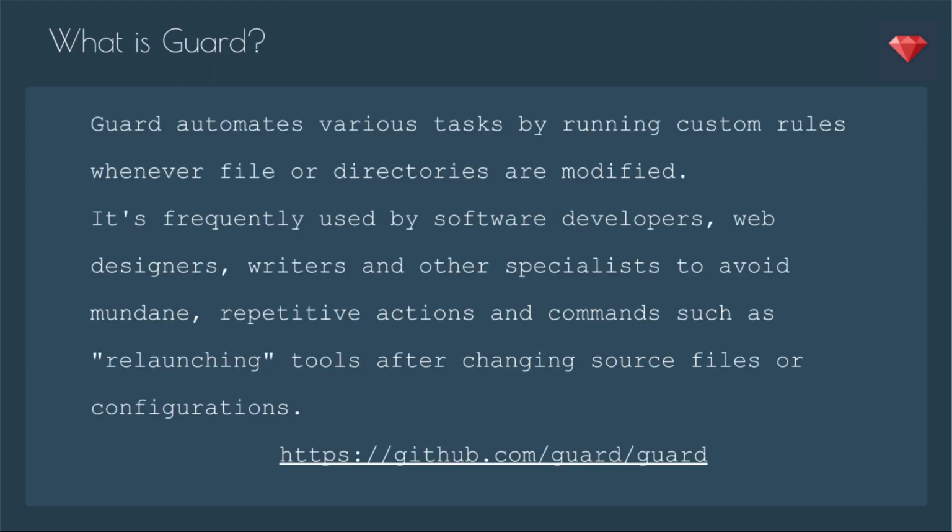So what is Guard? Guard automates various tasks by running custom rules whenever files or directories are modified. It's frequently used by software developers, web designers, writers, and other specialists to avoid mundane, repetitive actions and commands such as relaunching tools after changing source files or configurations. So basically, it's watching you work and running certain commands that you've set up.